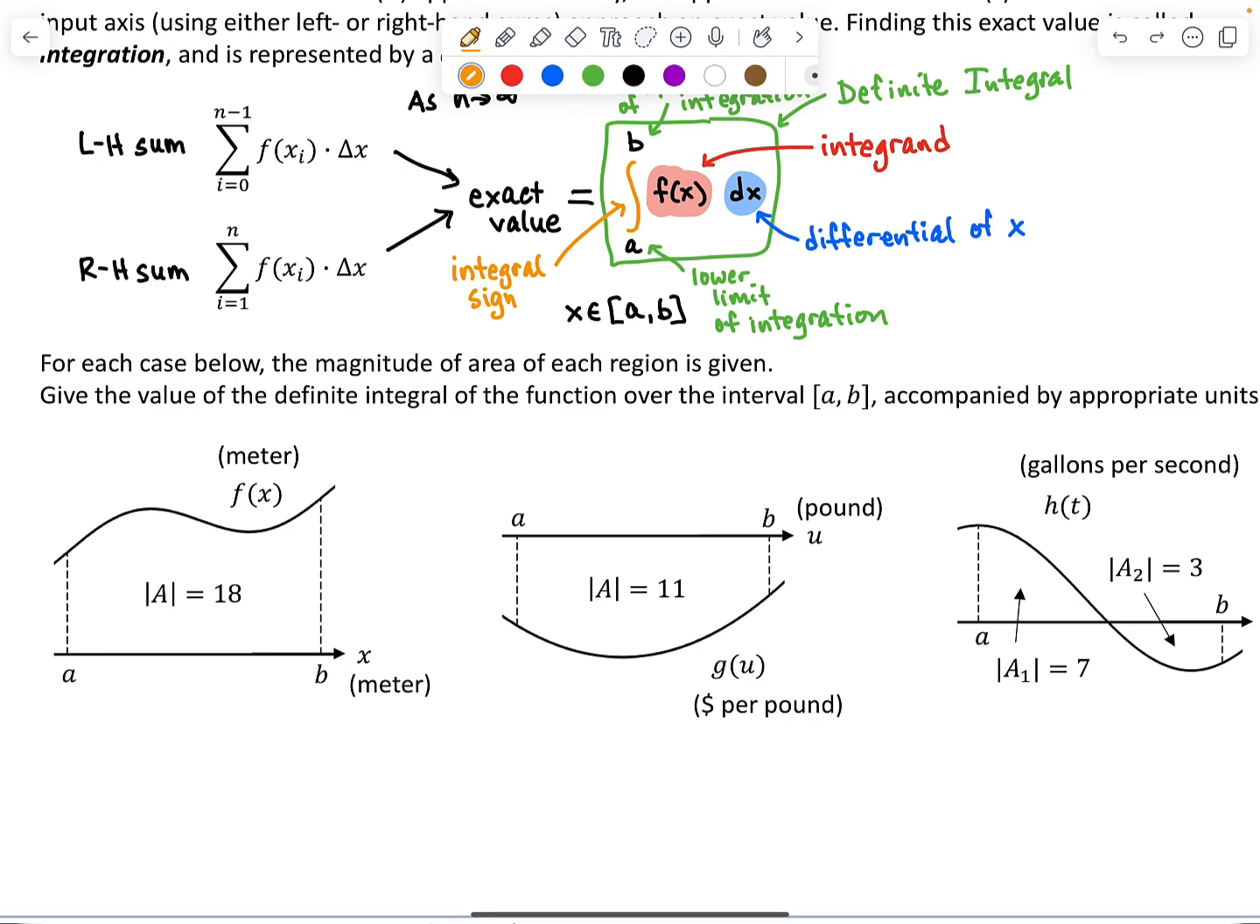When you do a definite integral of a function over an interval where that function is above the horizontal axis, then when you do your Riemann sum, all of your outputs are going to be positive, meaning that all of these calculations will be positive.